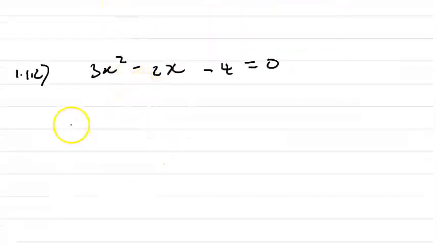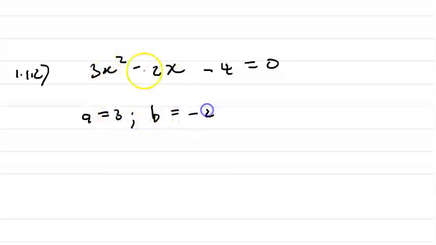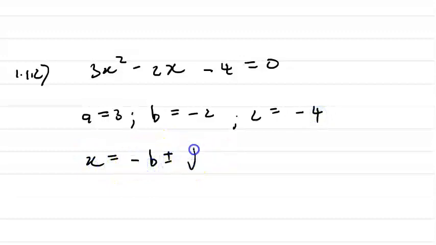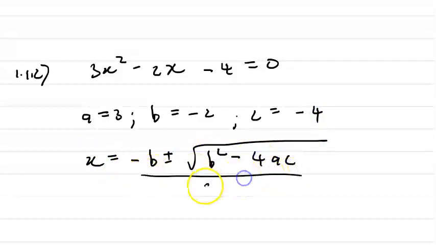Thereafter, your next step will be to take out the values a, b, and c. A is the coefficient of x squared, which is 3. B is the coefficient of x, which is minus 2, and c is the constant value, which is negative 4. Next step will be to write down the formula, which is minus b plus minus the square root of b squared minus 4ac all over 2a.